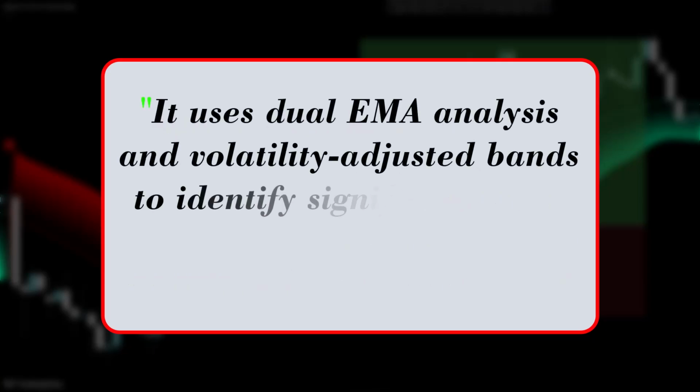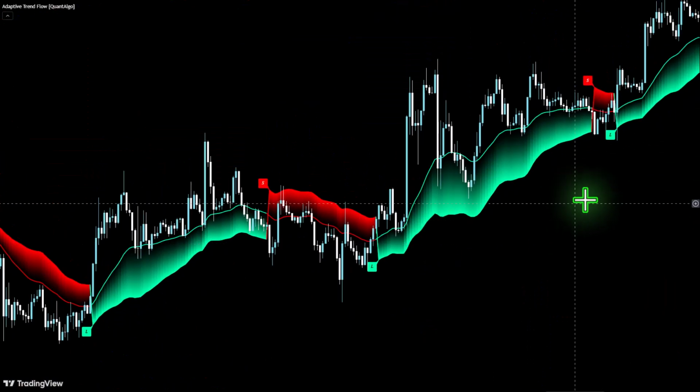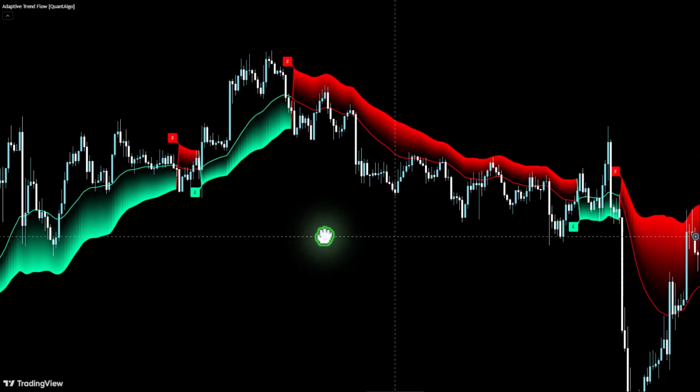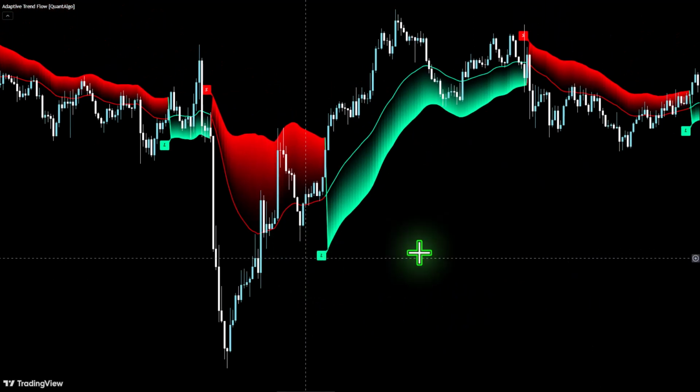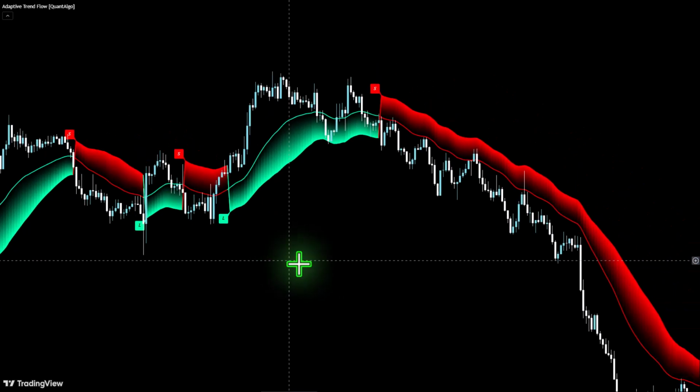So Quantalgo's adaptive trend flow is a technical tool that aids trend-following strategies across various market environments and asset classes. It uses dual EMA analysis and volatility-adjusted bands to identify significant trend changes, filtering out market noise. The tool's adaptability, customizable EMA lengths, volatility smoothing, and sensitivity settings make it suitable for different trading timeframes and styles.